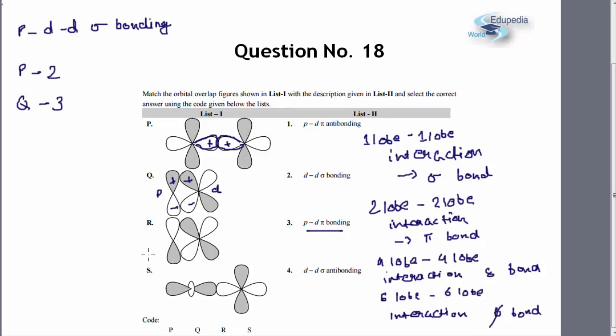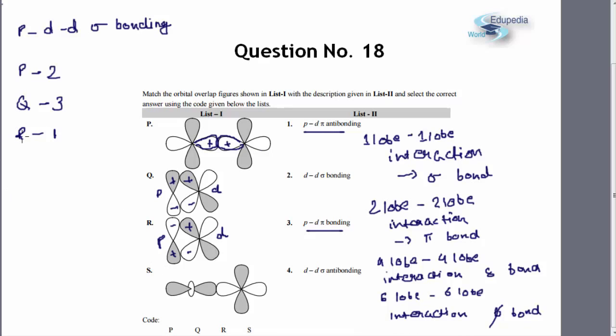Let us look at R. In R again we have a p orbital and a d orbital, and again there is a two lobe interaction, but this time there is a destructive interference. If this is plus, then this is minus, and this is minus, and this is plus. So there is a destructive interference, which gives rise to an anti-bonding situation. So R will be pd pi anti-bonding, and clearly my R option will match with 1.